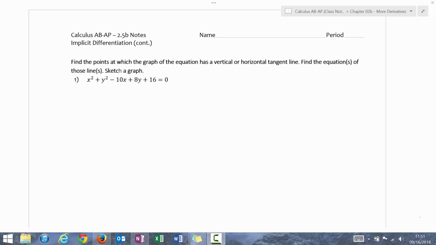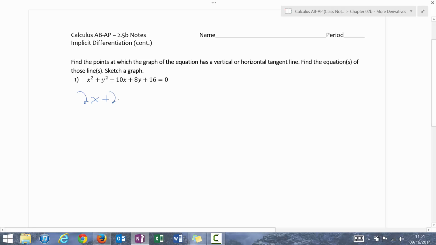This particular question is asking you to find the points of the graph where you have a vertical or horizontal tangent line and find equations of those lines. Well, to find a formula for the slope of the tangent line, we just need to take a first derivative, and it's important to remember that your first derivative is a formula for the slope of the tangent line.